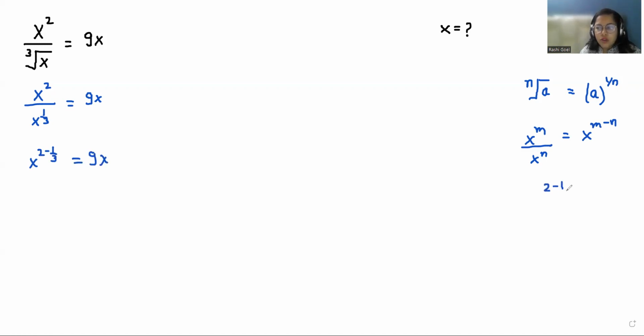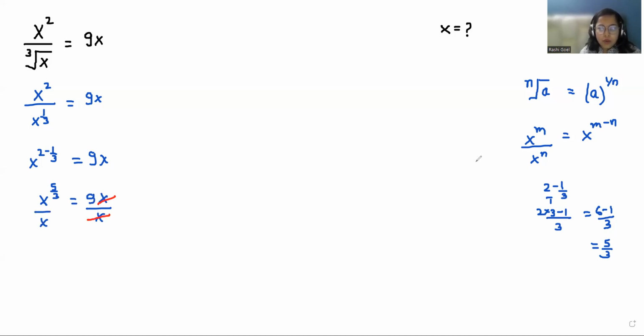So 2 minus 1 by 3, if I take the LCM, 3, here 2 times 3 minus 1. So 6 minus 1 by 3, that is 5 by 3. So x power 5 by 3 is equal to 9x. Now I'm going to divide both sides by x. So we can eliminate this x with this.